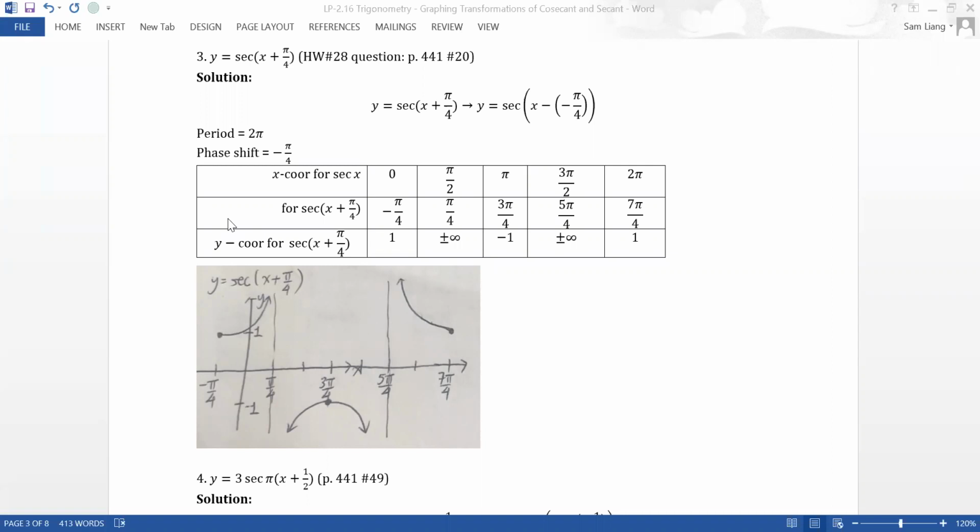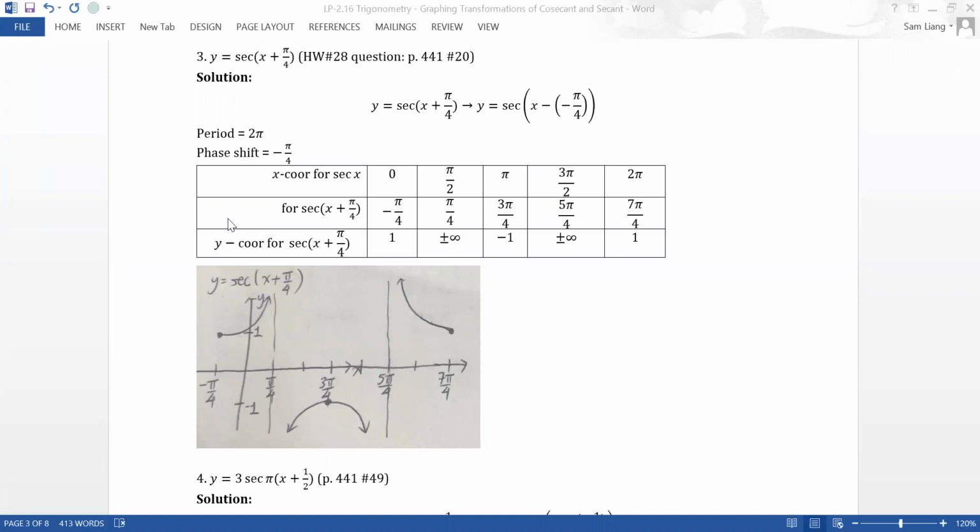So in the table, we have the x coordinates for your regular secant x function, so 0, pi over 2, pi, 3 pi over 2, and 2 pi. And since there's a phase shift of negative pi over 4, you subtract from each of the values. So 0 minus pi over 4 is negative pi over 4, then pi over 4, 3 pi over 4, 5 pi over 4, and 7 pi over 4.